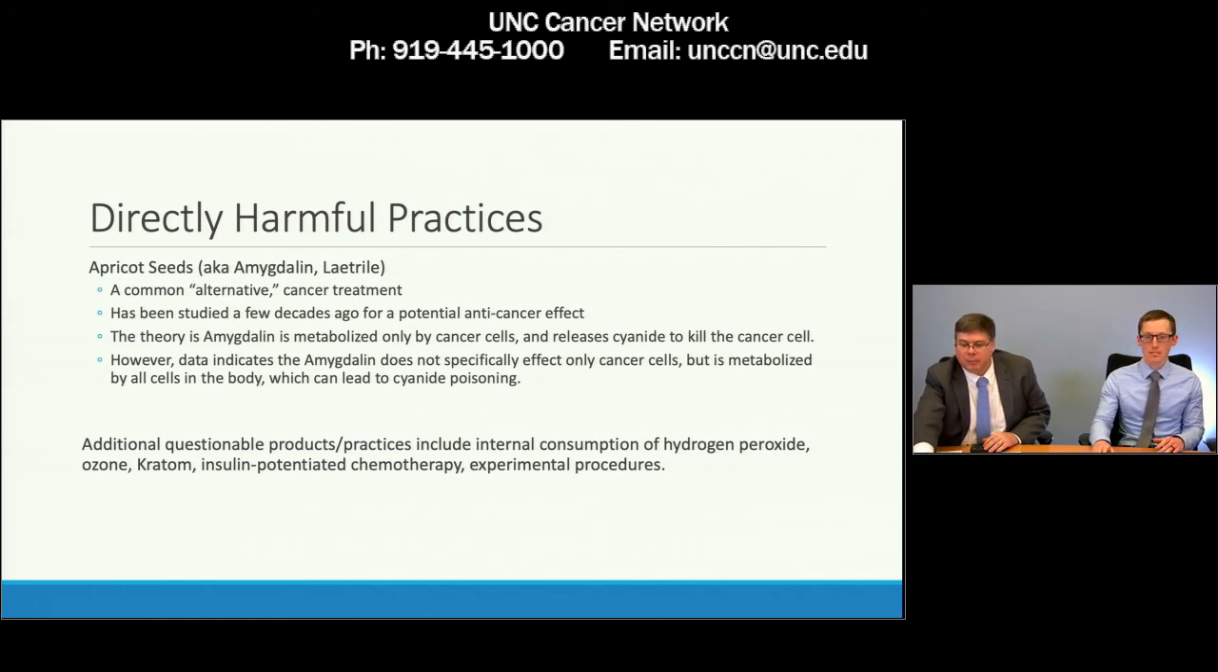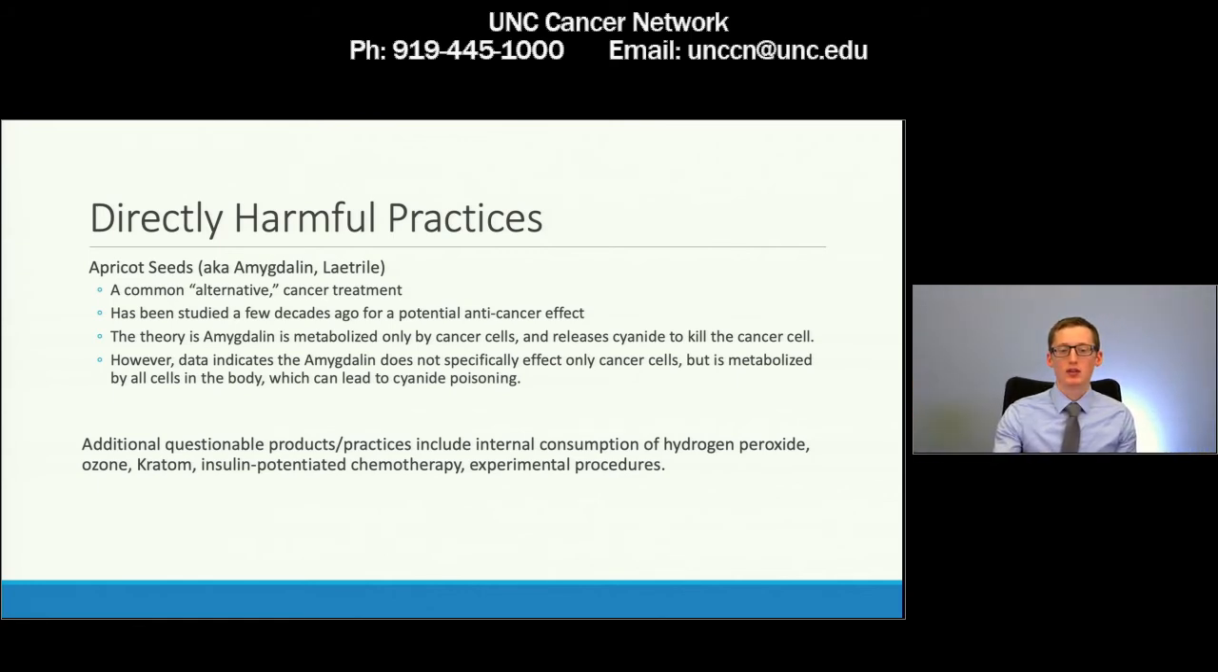Some additional questionable products or practices that you might hear about include things like the internal consumption of high levels of hydrogen peroxide, ozone, kratom, which is fairly common, and then also insulin-potentiated chemotherapy, or a lot of experimental procedures. And this is for sure not an exhaustive list. You'll hear of a lot of different things out there that people are trying. And you can't necessarily blame them with a diagnosis of cancer. There's a lot of fear, and there's a sense that they want to do anything possible. But just guiding them along their path to trying to find what they want to do can be helpful to keep them safe.